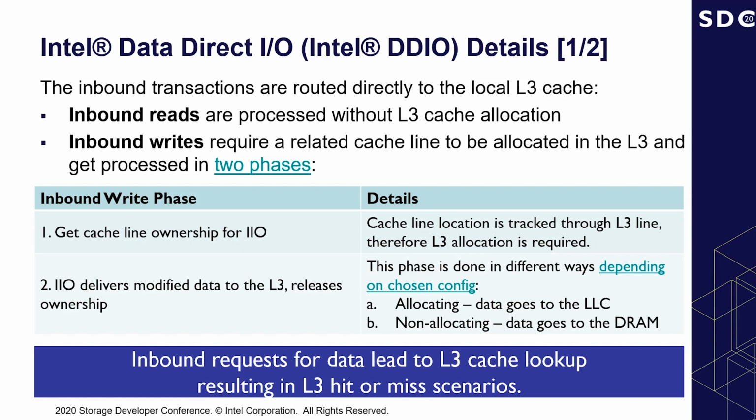So the distinction here, we have allocating and non-allocating writes. Allocating is like the default Intel DDIO behavior, so it allocates into the L3 cache. If you have a system configured for non-allocating writes, then it does not go directly back into the L3 cache. It will go to DRAM.